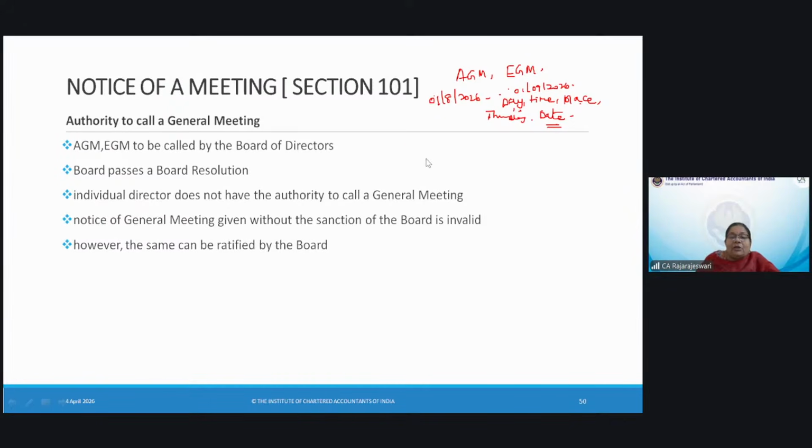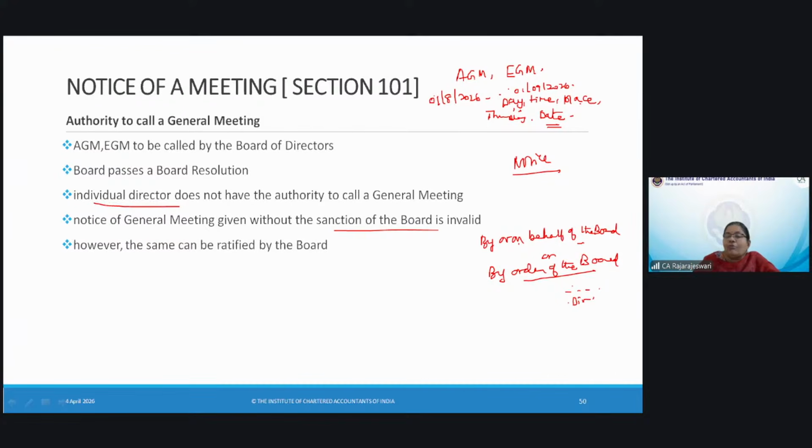An individual director cannot call a general meeting. Only a board can call the general meeting. So an individual director does not have the authority to call a general meeting. Then similarly, you cannot issue a notice without the sanction of the board. Why? If you go through the notice, they would have specified by or on behalf of the board, or in many cases, by order of the board. Then it will be signed by a director. One person will issue the notice, so it is always done by the board generally. If it is done without the sanction of the board, it is invalid.